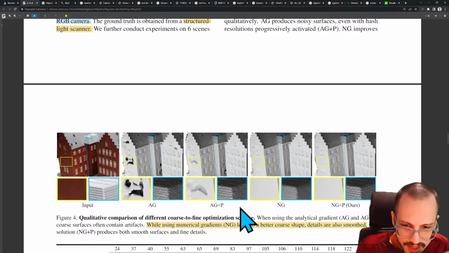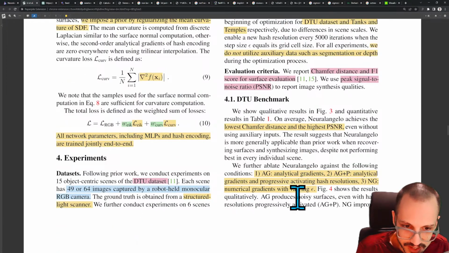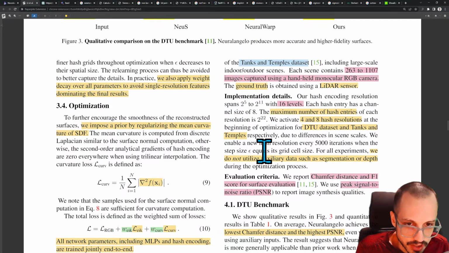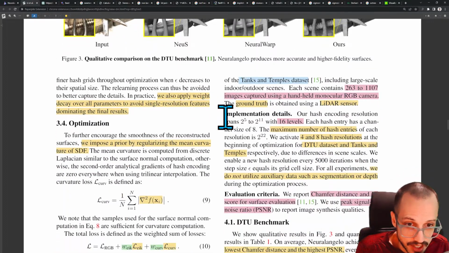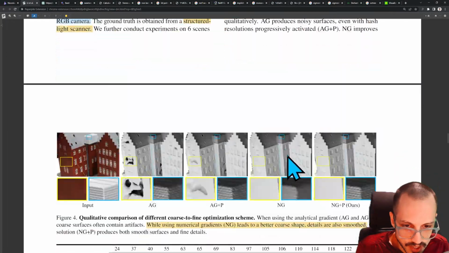Okay, but AG and NG are analytical versus numerical, and you have the very clear not smooth and smooth, but sometimes the smooth is a little bit too smooth. So the way that they fight that is with the progressive, right? This progressive hash resolution that they do, where at the beginning of the training they start with just the coarse one and then they add the finer one over time.